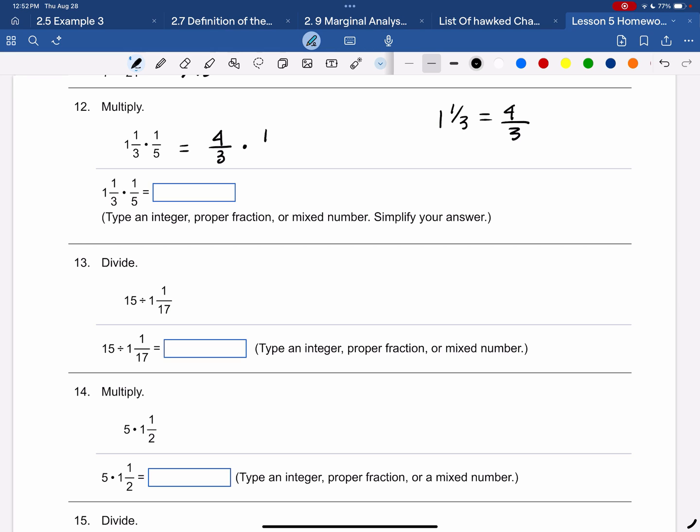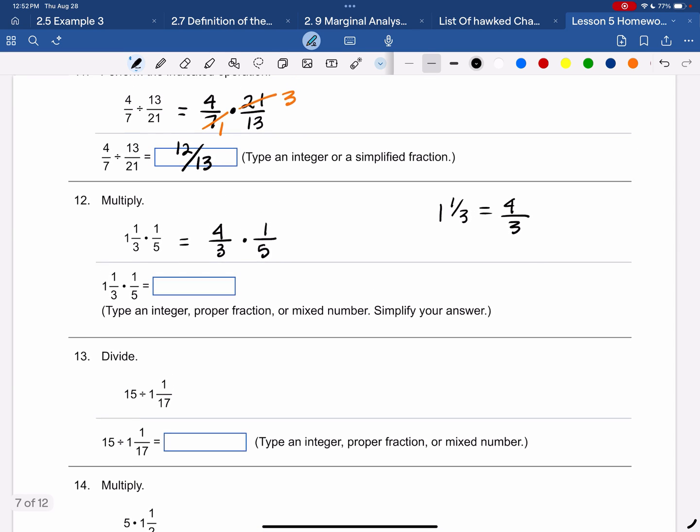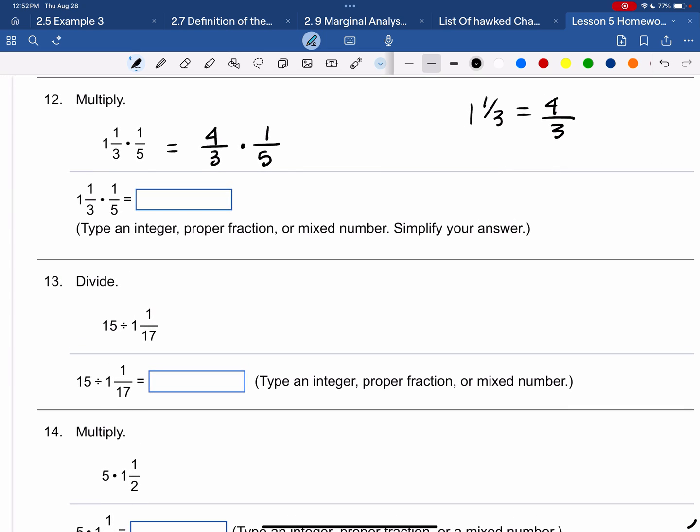So this is 4/3 times 1/5. And you see I have no opportunity to reduce anything this time. There are no common factors, top or bottom. So I'm just going to go ahead and multiply. 4 times 1, 4. 4 times 3 is 15. And there's no reducing that can be done.